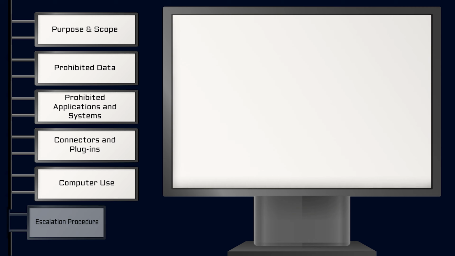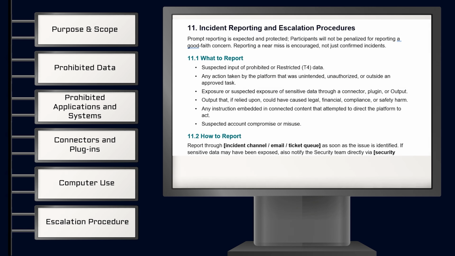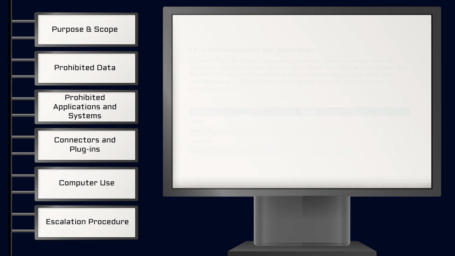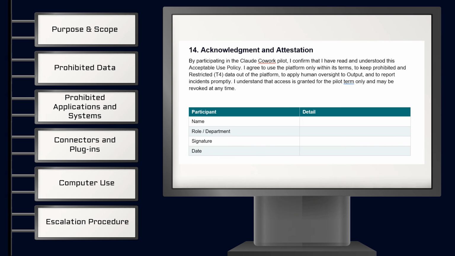Sixth, the escalation procedure and the acknowledgement block. The escalation procedure names the pilot champion as the first point of contact for any uncertain case, and commits the pilot champion to a response within 1 business day. The acknowledgement block is the participant's signature that confirms understanding before access is provisioned.